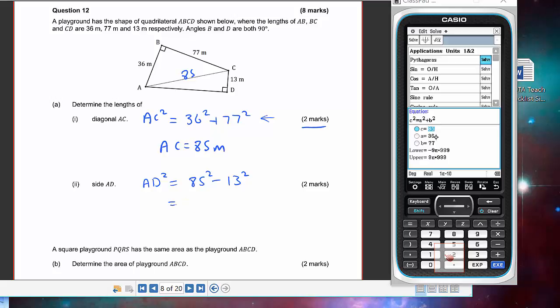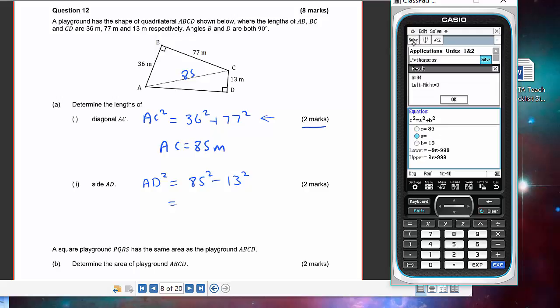So it's one of the shorter sides, so let's suppose that's A. The other short side is 13, hypotenuse is 85, that was already in there from just now, and indicate that we're finding this shorter side and solve, and that's 84. So AD is equal to 84 meters.